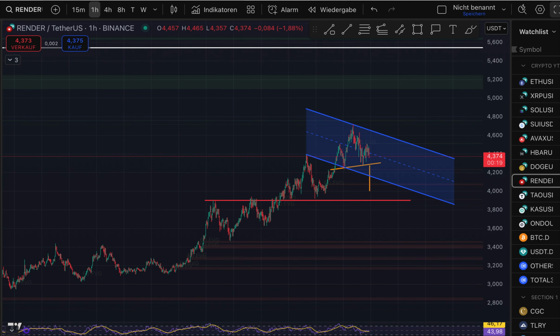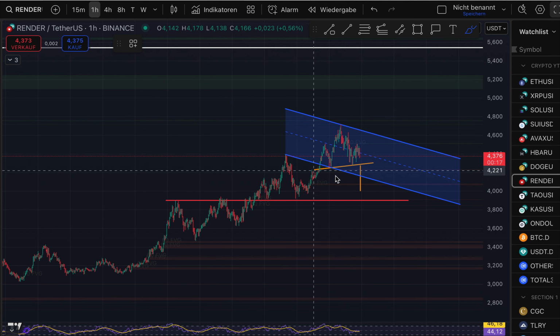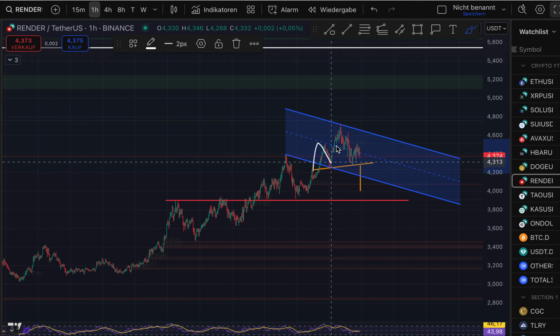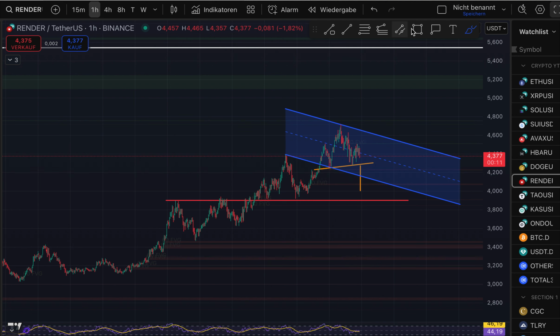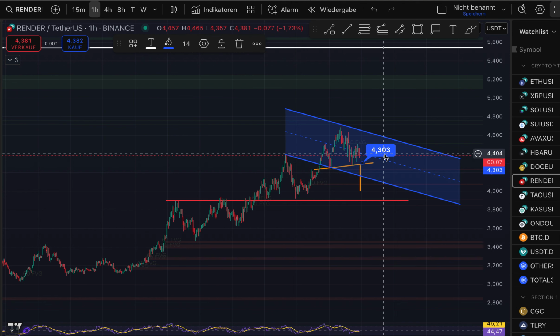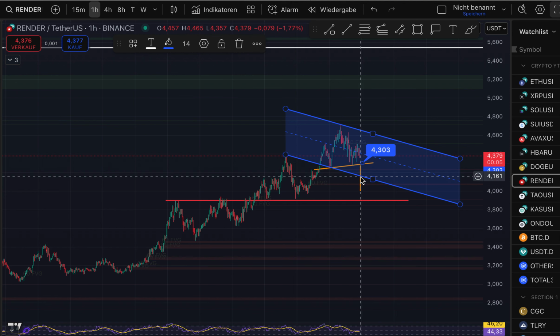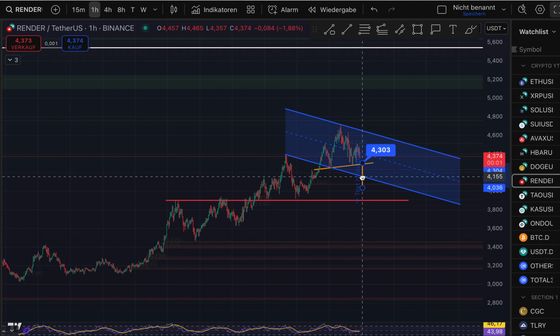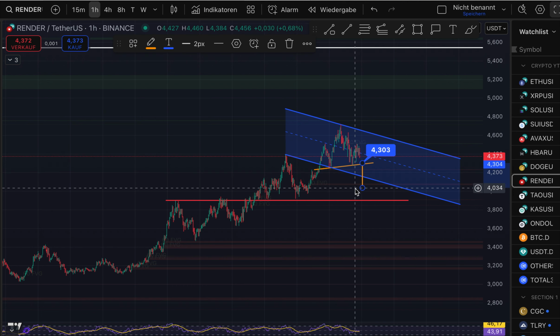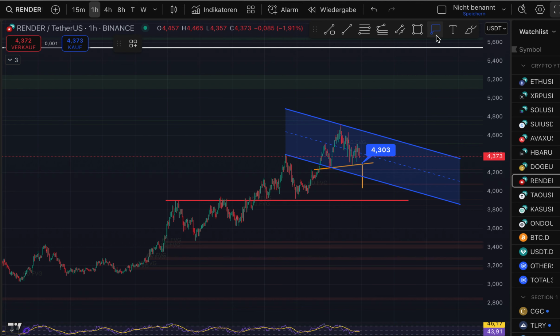So, what do I see for Render? I see a head and shoulders formation. If it breaks to the downside at the price mark of $4.30, then I just took the length of one shoulder, put it to the breakout point, and the target is going to be $4.03. We also have the chance of getting into the support of $3.90.